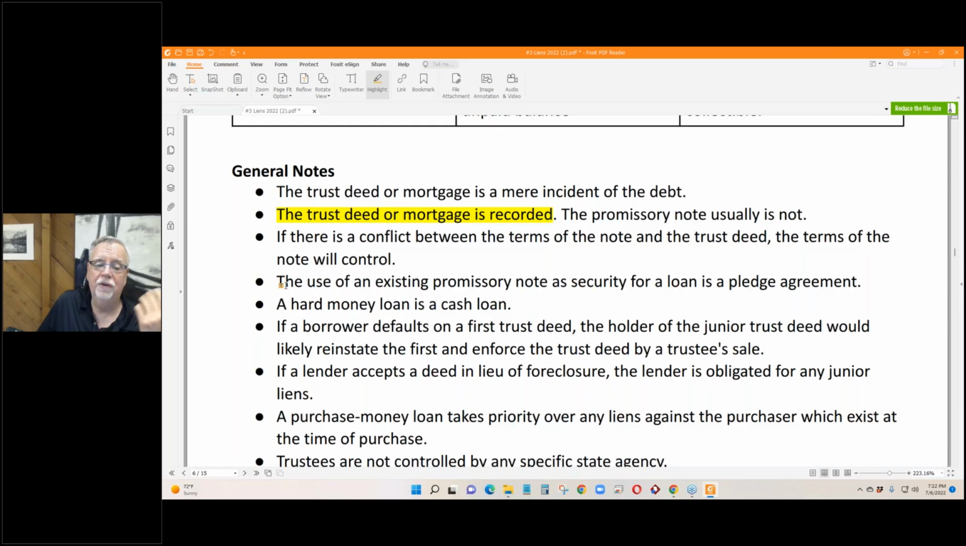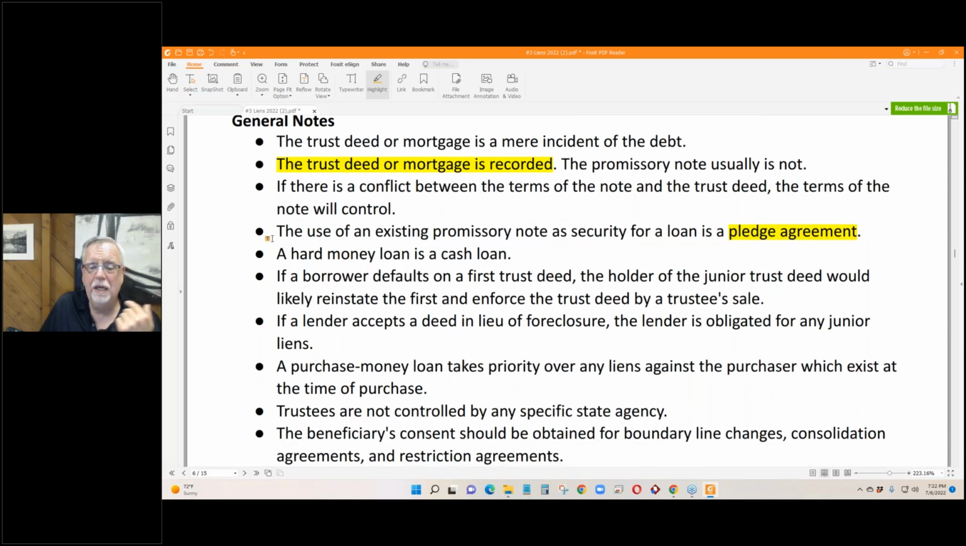The use of another note as security for another note is called a pledge agreement, just a definition. That's right on the state exam. Hard money is sometimes called a cash loan. It's more complicated than that.